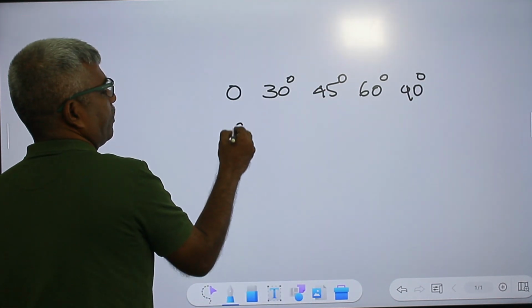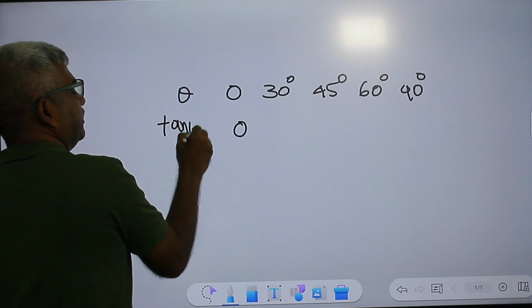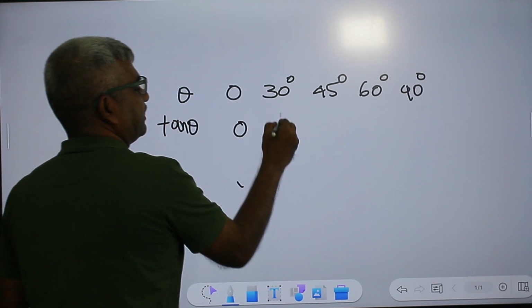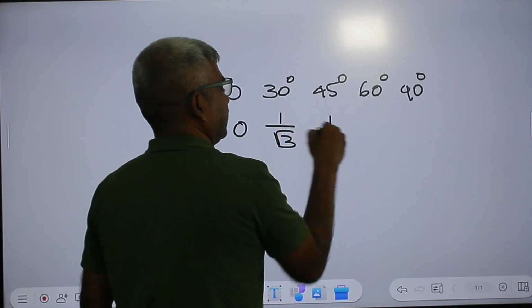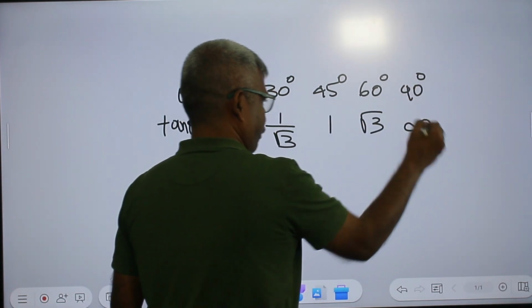Okay, tan inverse of 0 is theta. What is tan theta? Tan 0 is 0. Tan 30 is 1 over root 3. Tan 45 is 1. Tan 60 is root 3. Tan 90 is infinity.